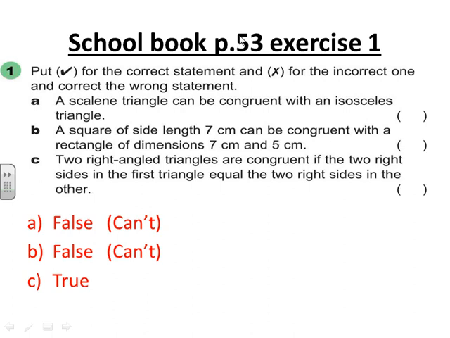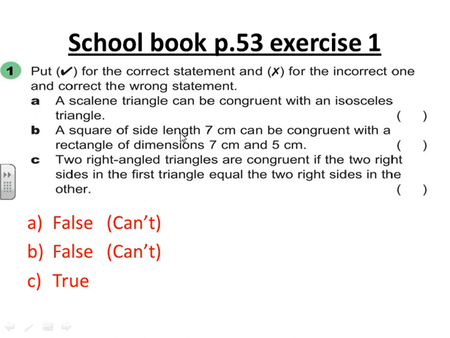Now, from your school book, page 53, exercise number 1. I'm going to put right for the correct statement and wrong for the incorrect one, and correct the wrong statement. A scalene triangle can be congruent with an isosceles triangle. False. Why? Because they cannot be congruent.